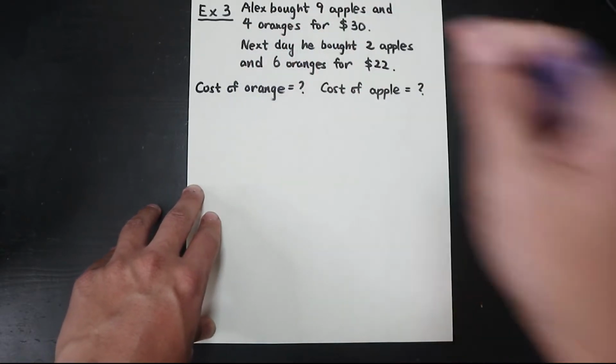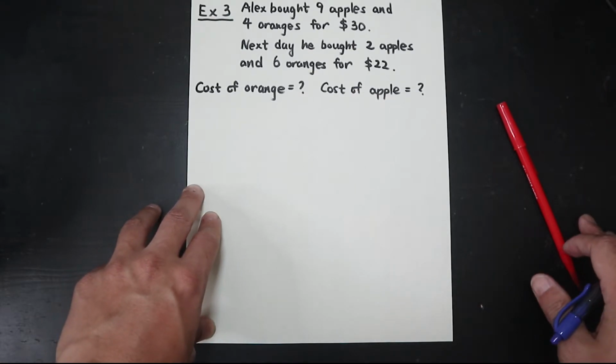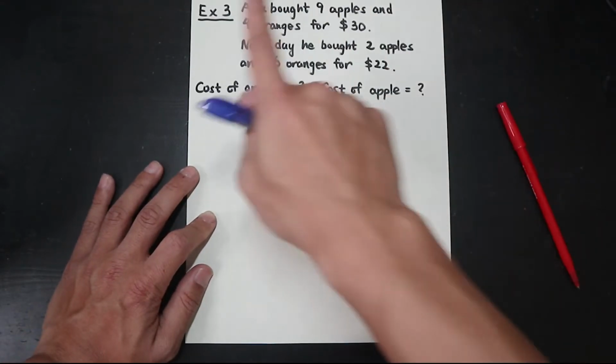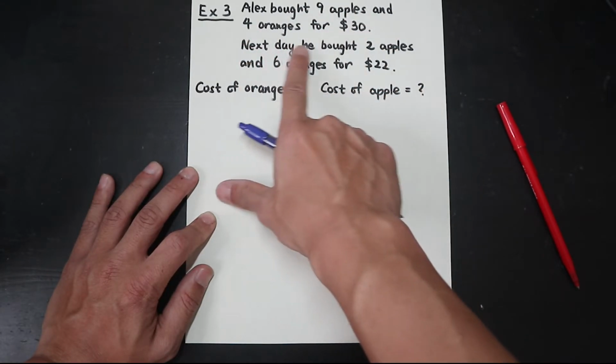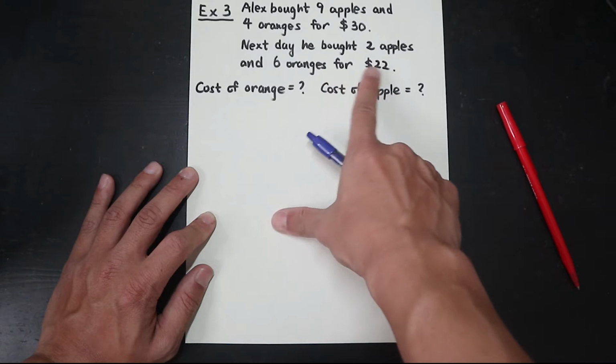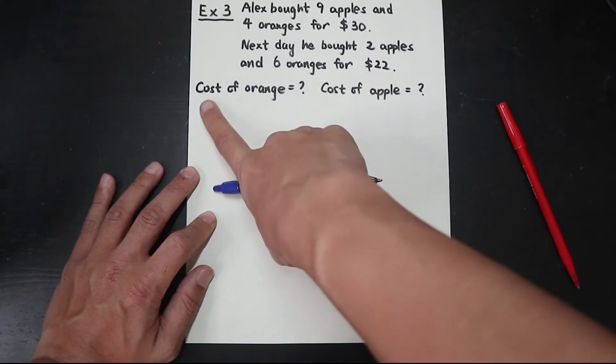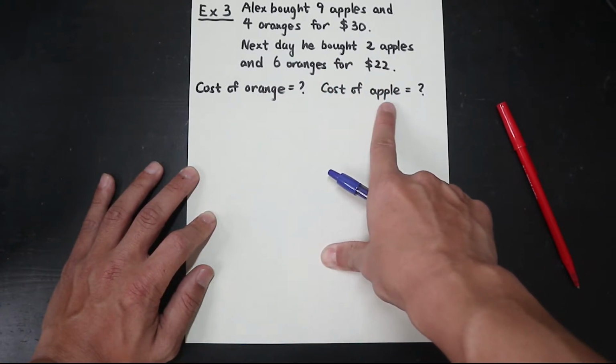Remember Alex and apples and oranges? That's from the previous worksheet that was assigned. But let's take a look. It says Alex bought 9 apples and 4 oranges for $30. Next day, he bought 2 apples and 6 oranges for $22. I want to find out how much each orange costs and how much each apple costs.